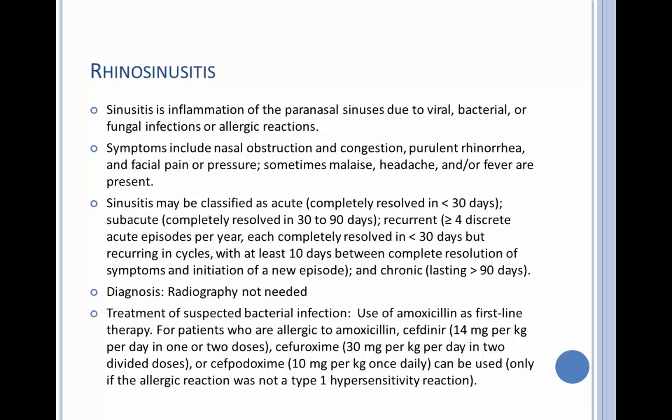Manifestations of complications that you have to look for is periorbital swelling. If there is periorbital swelling, you have to rule out orbital cellulitis from sinusitis. Proptosis, meaning bulging of the eyes, any extraocular muscle paralysis, any decreased level of consciousness, any severe headache, any fever that doesn't go away.